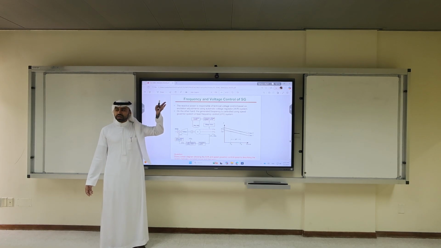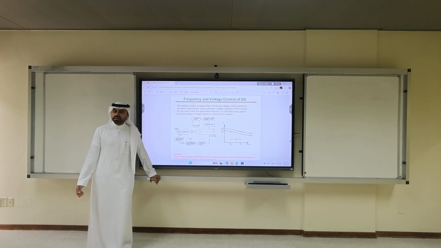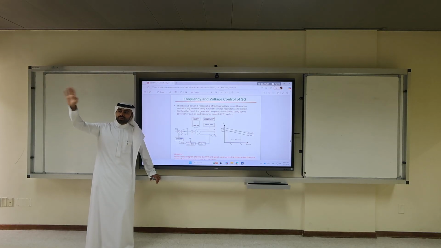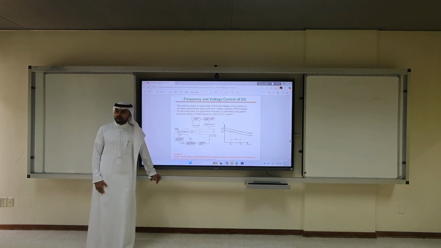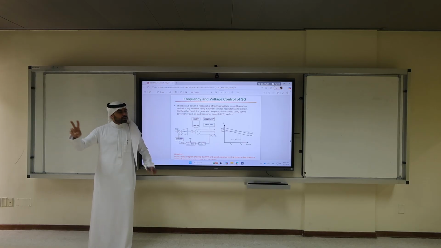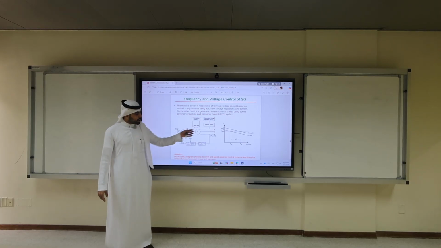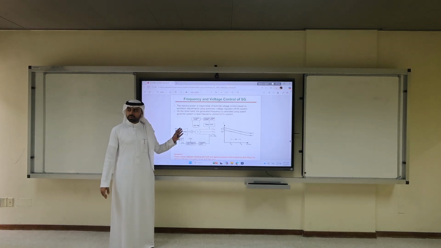If you look at the Saudi Electricity Company standards, the frequency should be maintained between 60.2 and 59.8. This is the preferred range, and the allowed region is 60.5 to 59.5. If we reach 61, we're in a disaster mode. And how much for the voltage? Plus or minus 5%. So if you control the frequency and the voltage within these numbers, you are in a safe operation mode.